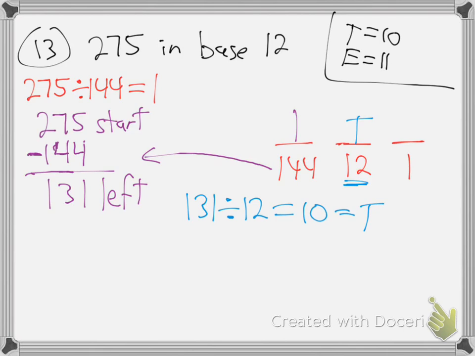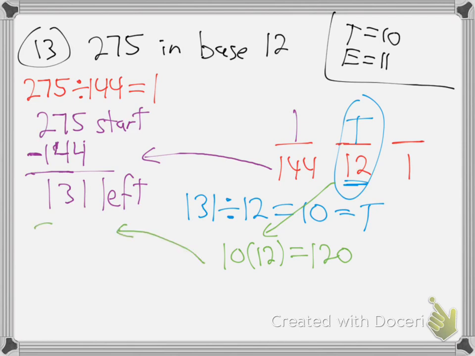All right? And next, what is that? Well, it's 10 times 12. So bring it over here. This is 10 times 12, which is 120. 10 is the face value in the 12s place. So 10 times 12 is 120. So then, subtract that. 11 left.